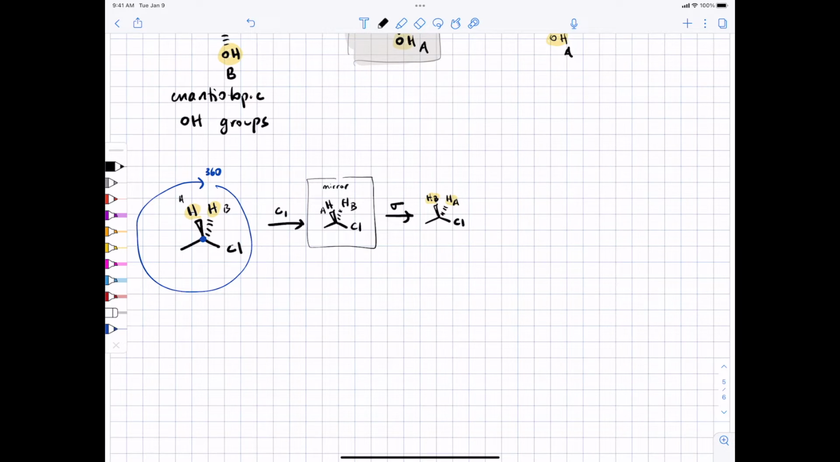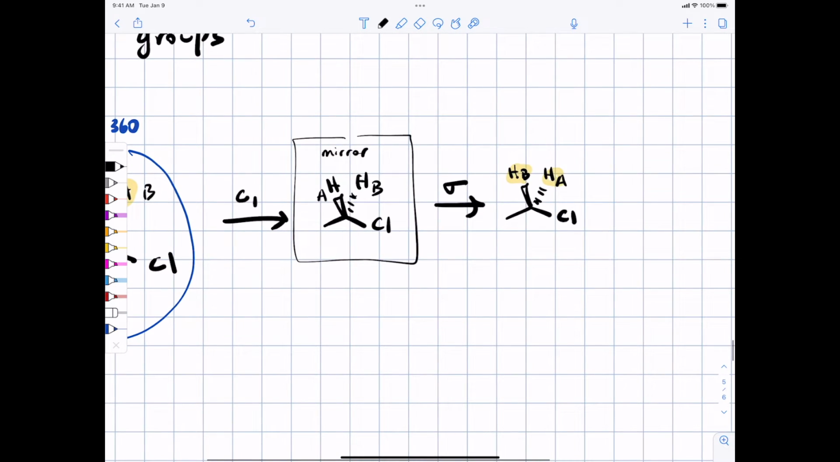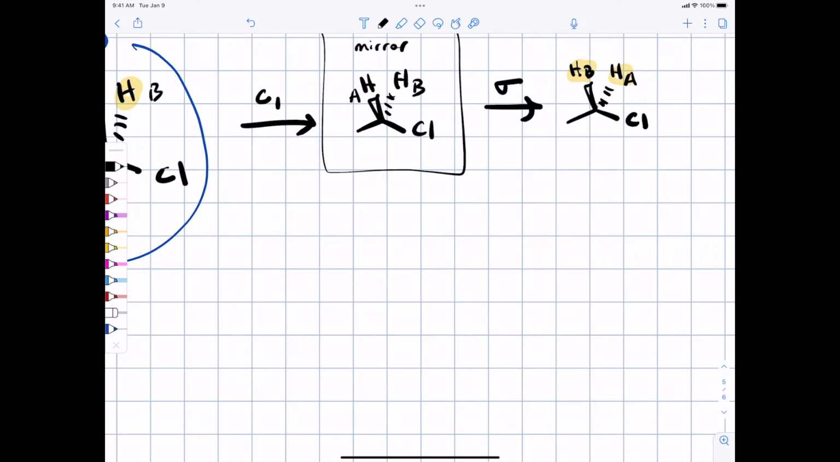What that means is that a chiral reagent or a protein can distinguish between HA and HB. And in fact, we can have different names for these two hydrogens to reflect the fact that they're different in chiral environments. We'll do a thought experiment where we replace hydrogen A by something else.